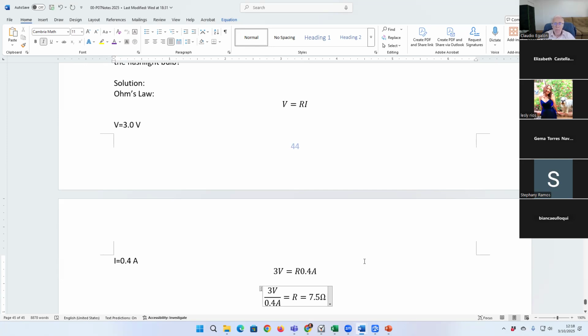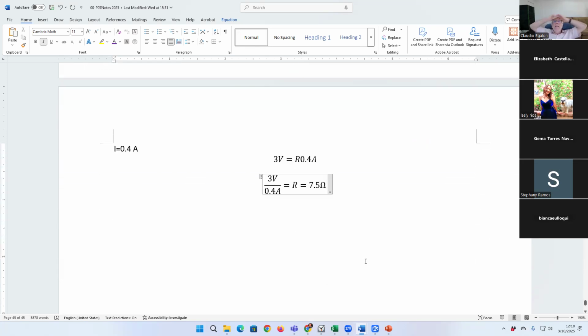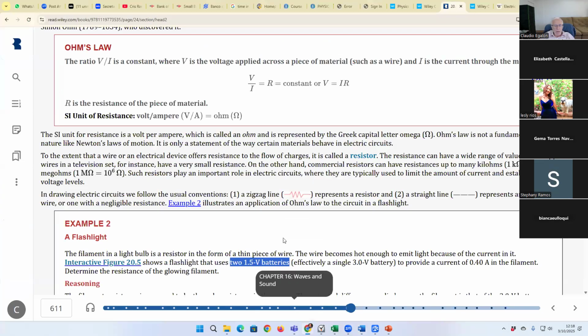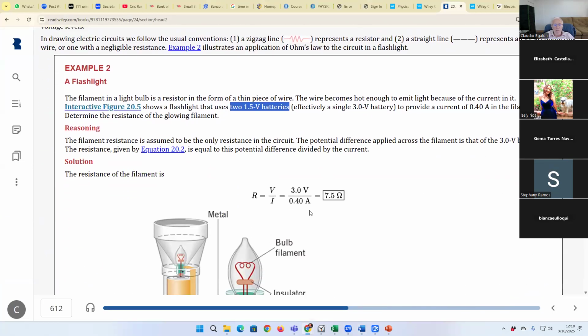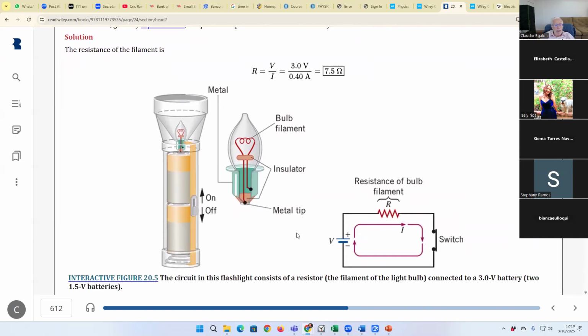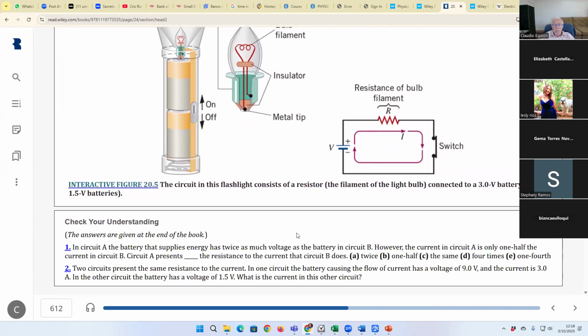3 divided by 4 is 0.75. 3 divided by 0.4 must be 10 times 0.75, which is 7.5. Is that what the book says? Let's take a look. Yeah, 7.5 ohms. Like I said, that's going to be one of the simplest problems you ever see applying Ohm's law. And then you have more difficult problems, okay?